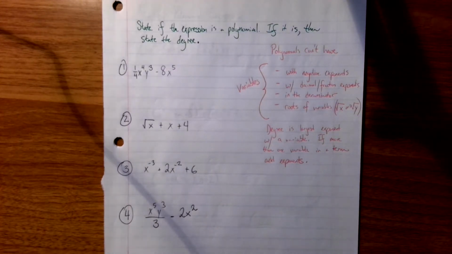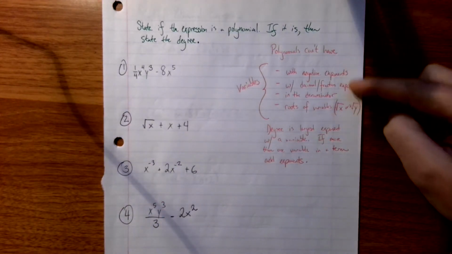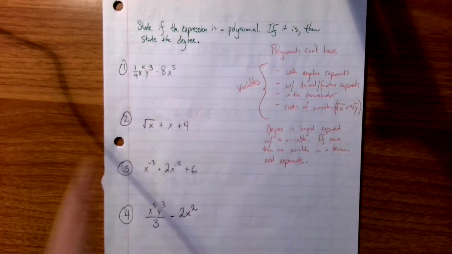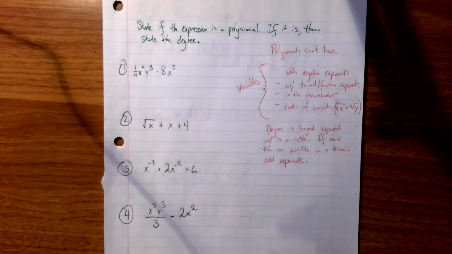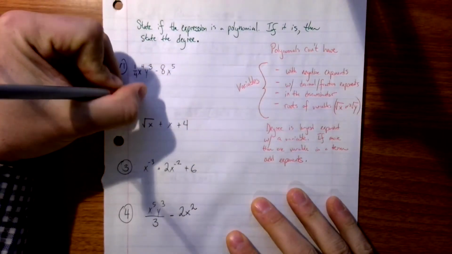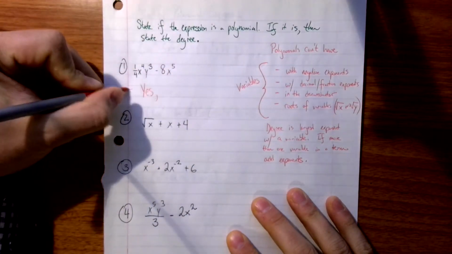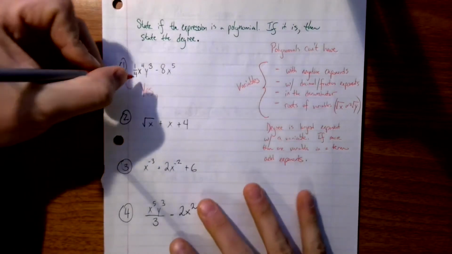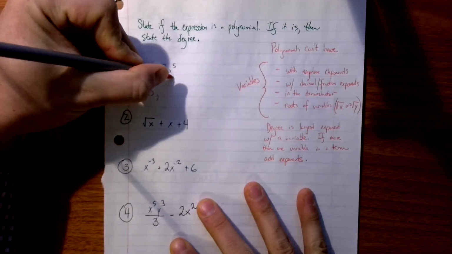So in number one, if we look at the expression, we can see that none of the items on this list applies to the expression that we're dealing with at the moment. So immediately we're able to state that yes, this expression is in fact a polynomial. And in order to determine the degree, we're going to look at each of the two terms.